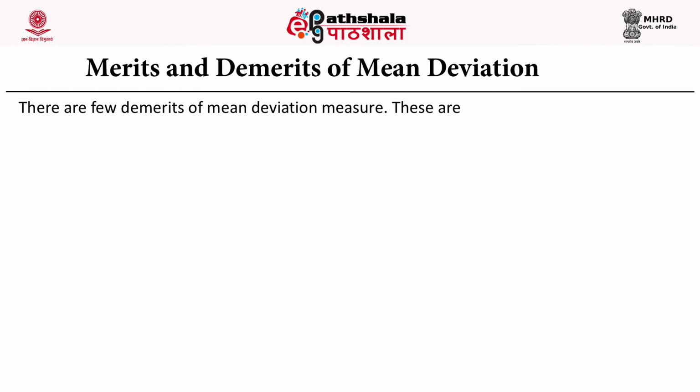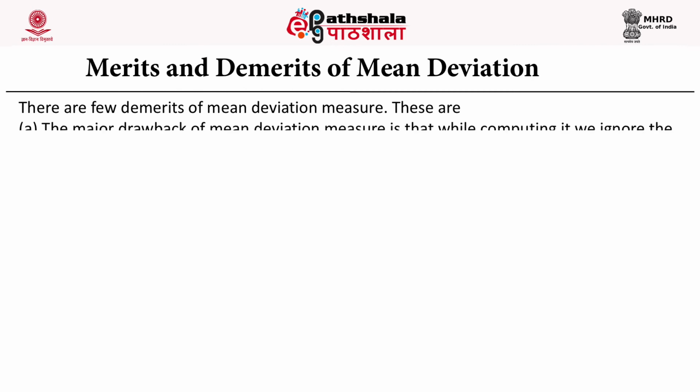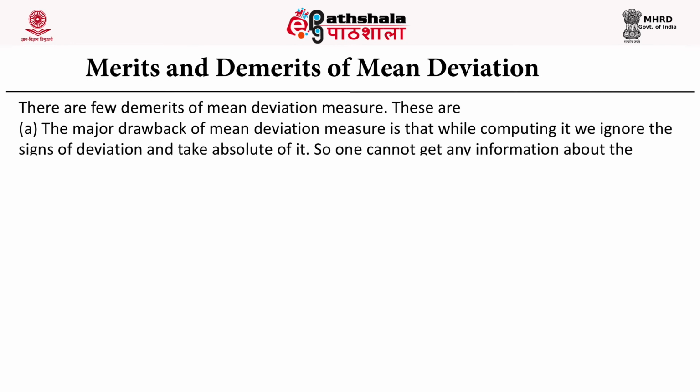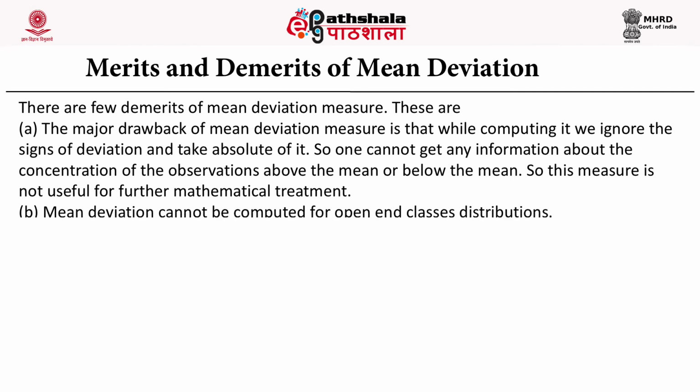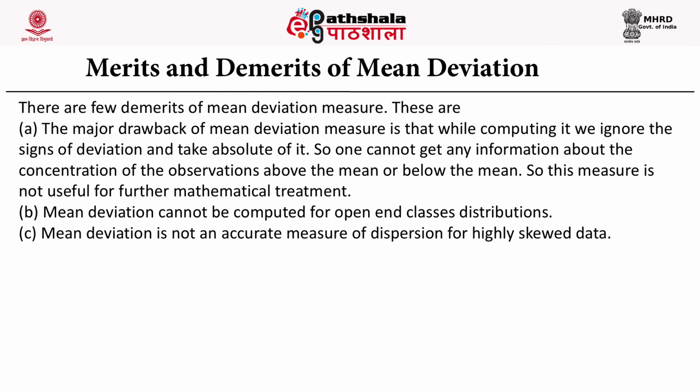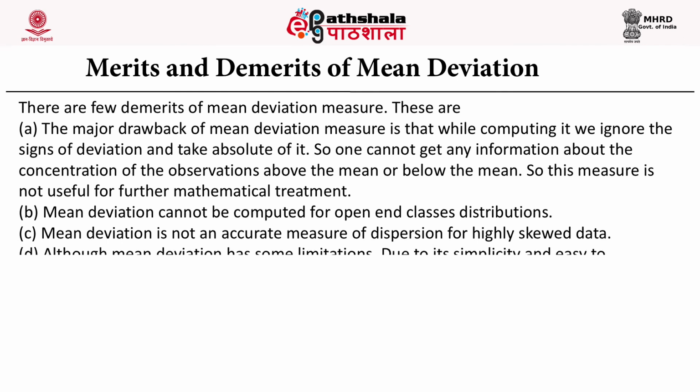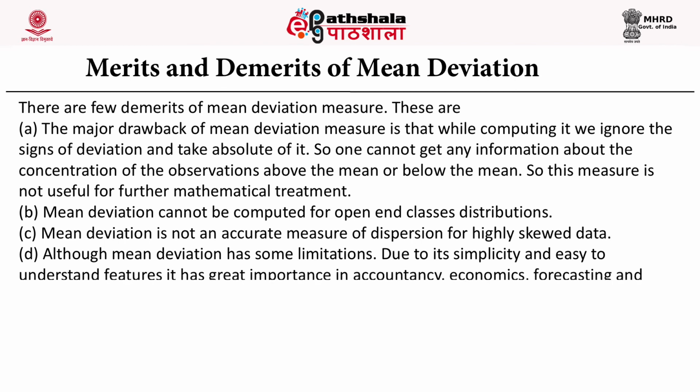There are a few demerits of mean deviation as well. These are: the major drawback of the mean deviation measure is that while computing it, we ignore the sign of deviation and take the absolute of it. So one cannot get any information about the concentration of the observations above the mean or below the mean. So this measure is not useful for further mathematical treatment.